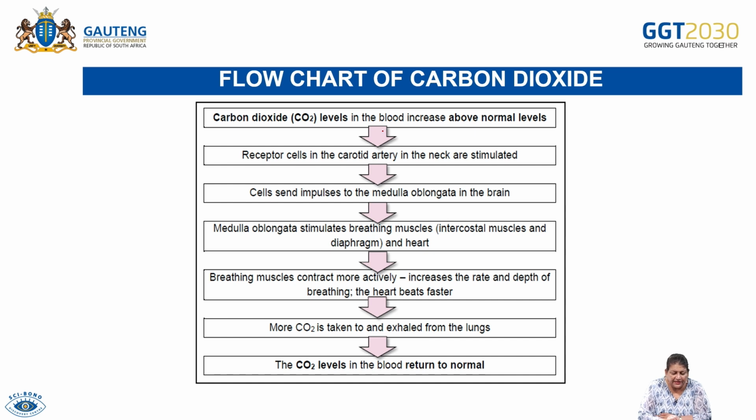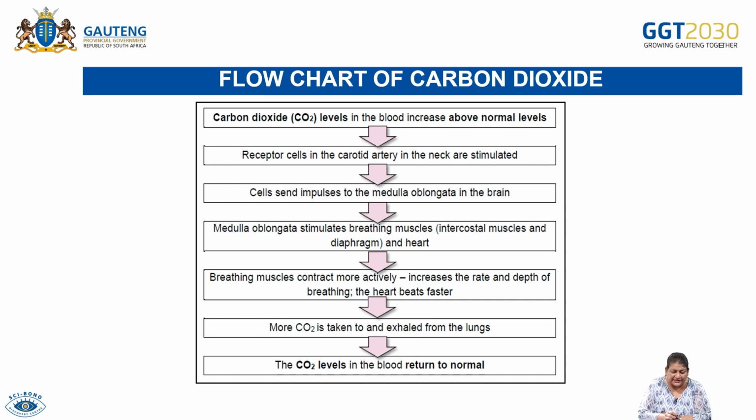Carbon dioxide in the blood levels increase above normal levels. Why? The person is exercising. More glucose is broken down. So, therefore, when more glucose is broken down, the carbon dioxide levels in the blood will increase above normal. Then, the receptor cells in the carotid artery in the neck, we've seen that, is stimulated. So the high levels of CO2 will stimulate the carotid artery in the neck.